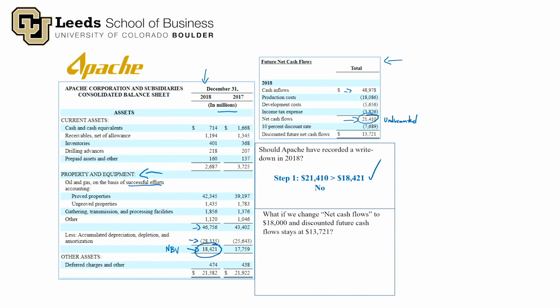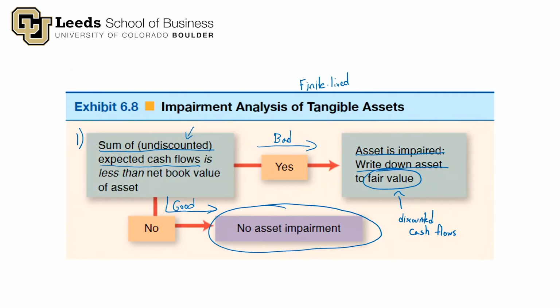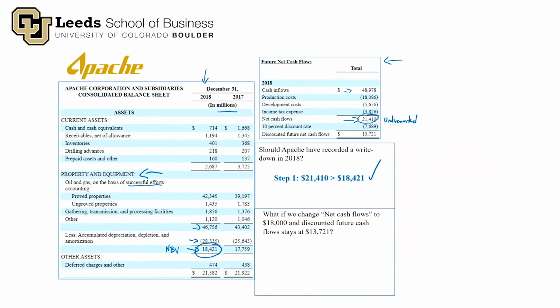They passed step one, and so they proceeded down the good side, right? The no arrow, and no asset impairment is necessary. Well, now let's imagine, what if we change this net cash flows number? What if instead we change that number to 18? Okay, what if that was $18 billion? Well, now step one has failed, right? Because 18 billion is less than 18.4 billion. So now we need to proceed to step two and calculate the impairment, okay?